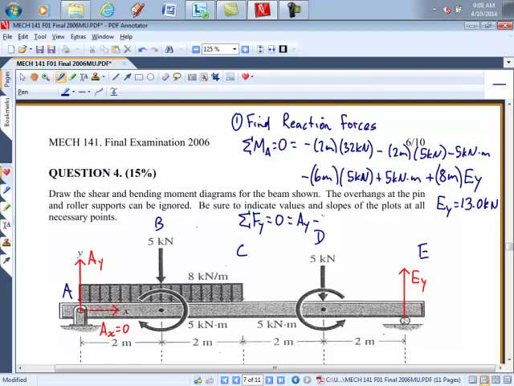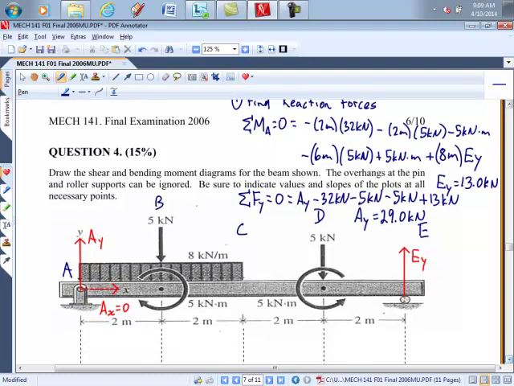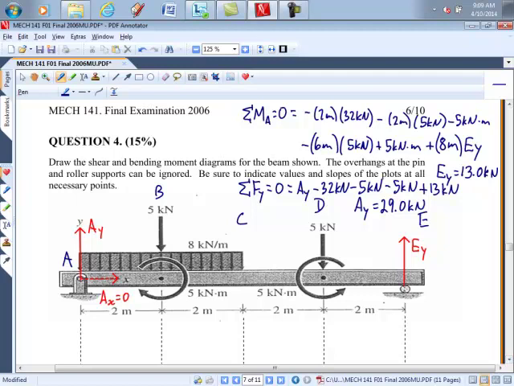minus 32 minus 5 minus 5 plus 13. From that, we should get AY. I get 29. Yeah. All right. That's actually all of the calculations we need to do to produce the shear and moment diagrams.